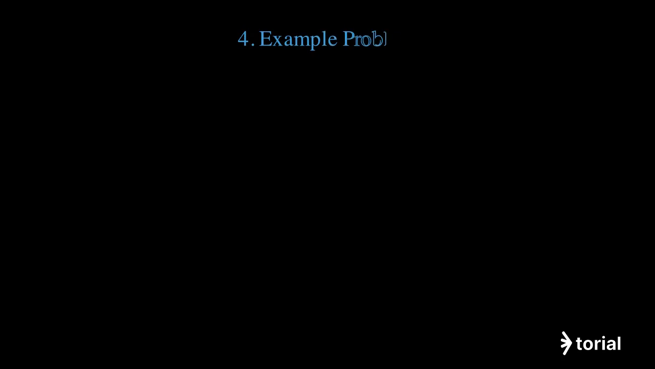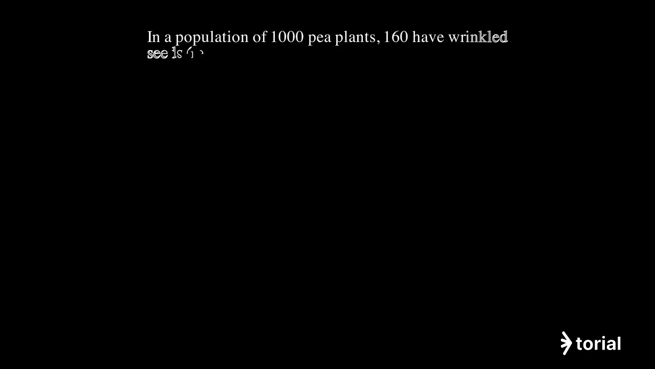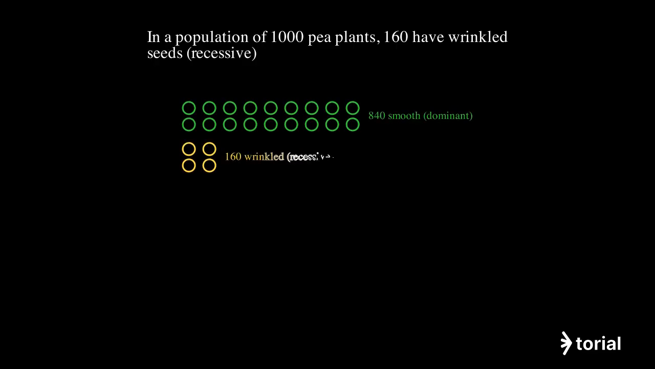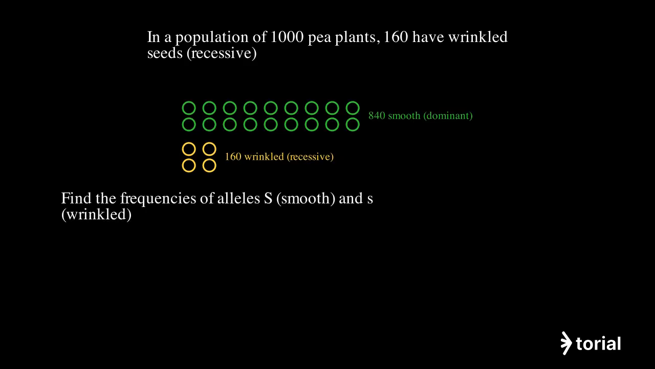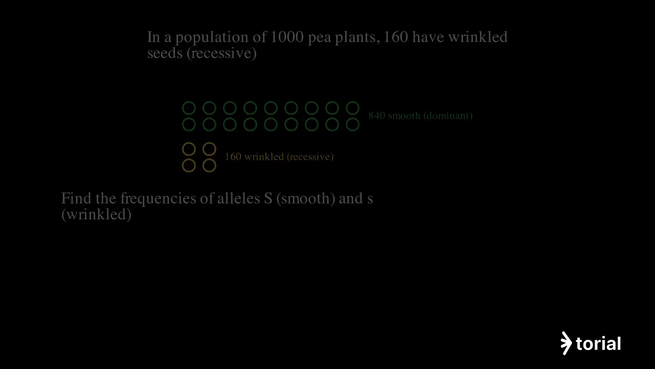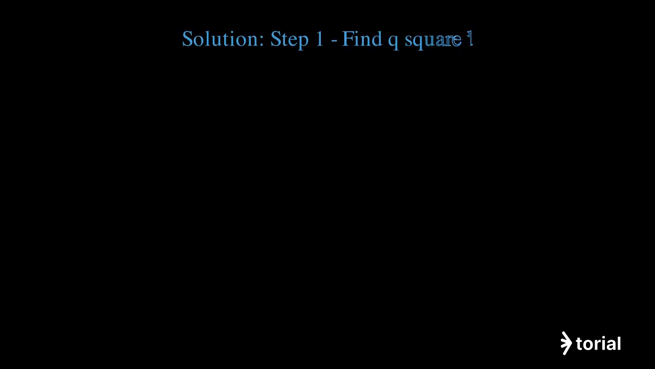Let's work through a concrete example to see this process in action. In a population of 1,000 pea plants, 160 have wrinkled seeds, which is the recessive phenotype. Here's a visual representation showing 840 plants with smooth seeds, the dominant phenotype, and 160 with wrinkled seeds, the recessive phenotype. Our goal is to find the frequencies of the S allele for smooth seeds and the s allele for wrinkled seeds. Let's start by finding q squared from our phenotype data.